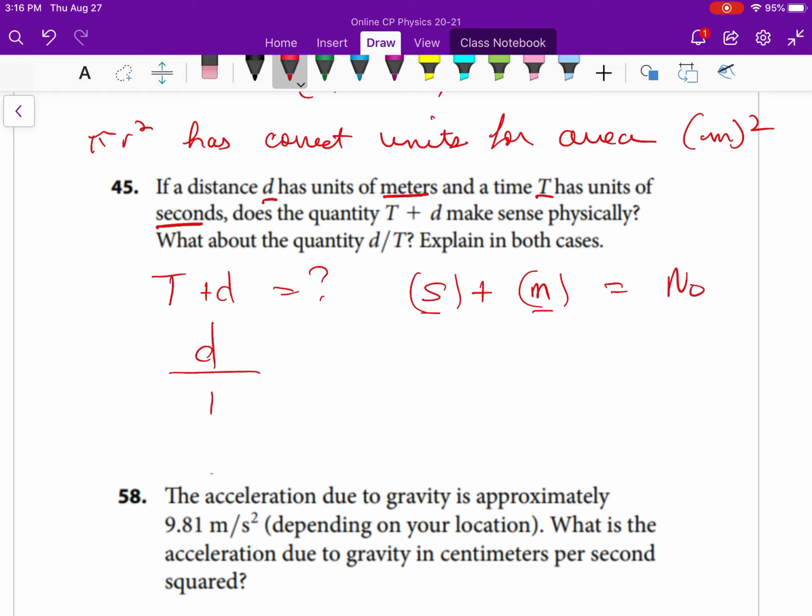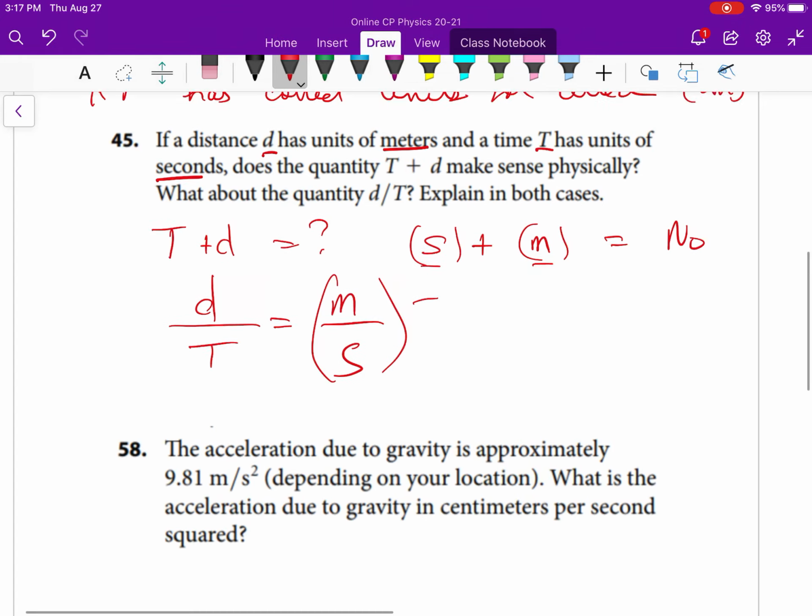But what if I took d and divided it by t? Well, what are the units of d? They are meters. What is the unit of time? That is in seconds. Meters per second. That's actually how far I went over time. So I can divide different units from one another, but I cannot add them. I have to have consistency when I add, okay?